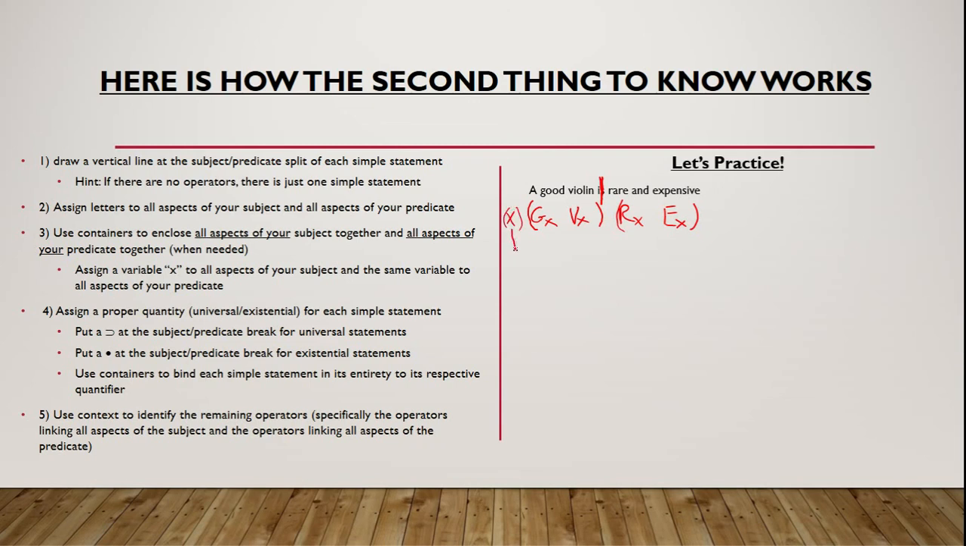We're putting a horseshoe connecting the subject to the predicate here. So the X is going to go with a horseshoe. We'll put that in between the good violin and the rare and expensive on the right side.